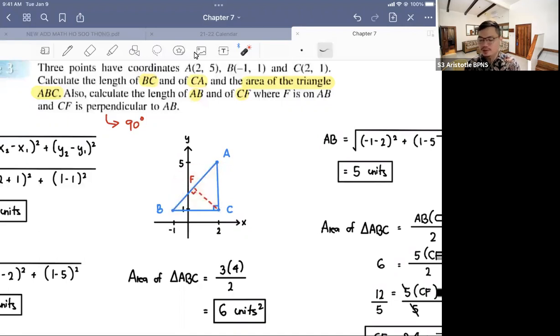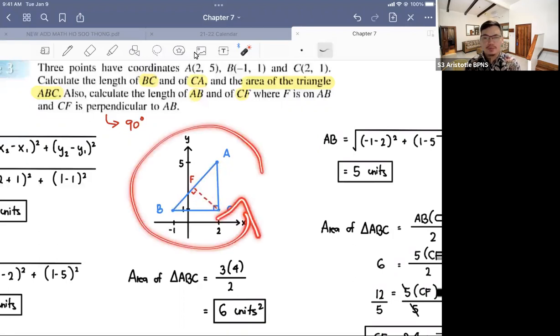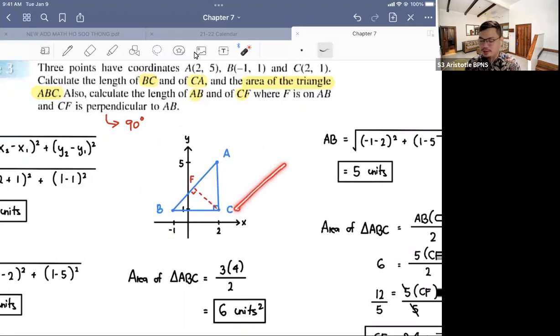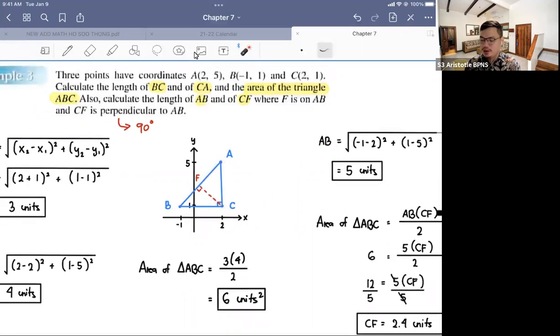Okay, the question is, how do we find the length of this line? This is basically the height of the triangle. If we twist this triangle here, it will become something like this, right? So this is point C, point A, B, and then this is point F. So this is basically the height of this triangle. So how do we find CF?